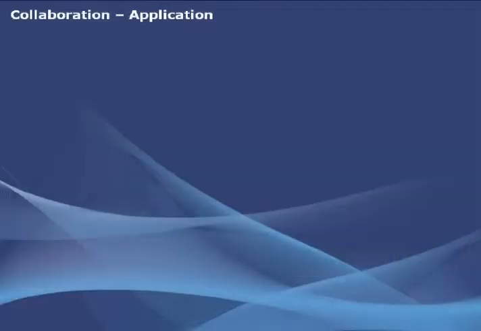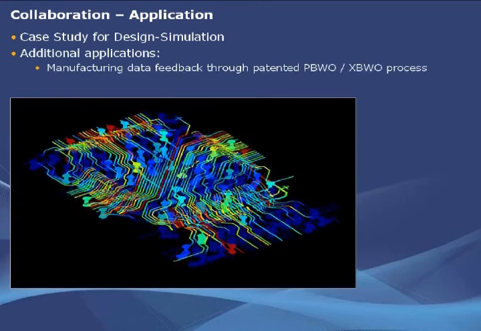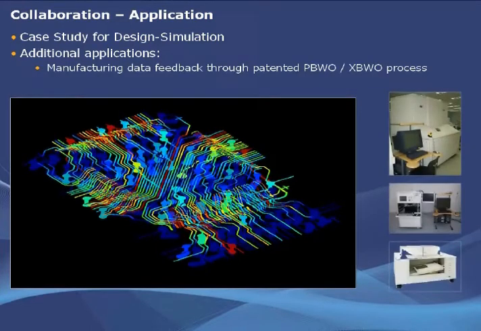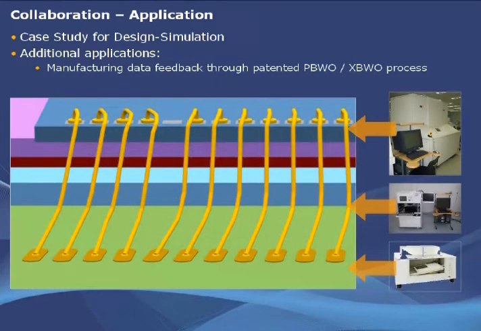process. In addition, there are applications to support manufacturing data feedback through a patented PWO-XBWO process. This allows a user to take an optical or X-ray photograph of a package after wire bond assembly or after molding and bring all data back to the 3D system. Everything is rebuilt accurately, making it possible to do failure analysis, optimization of the package assembly, and non-destructive measurements.